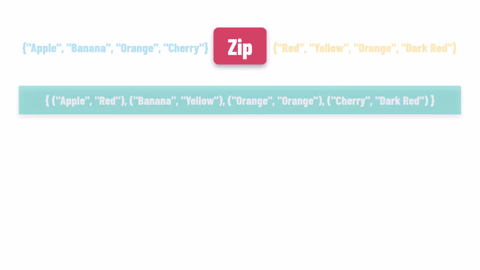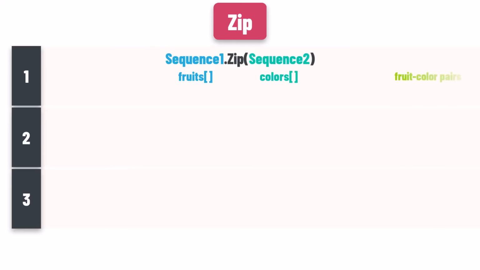In VB.NET, zip comes with 3 overloads, each allowing us to combine sequences in different ways, much like the teeth of a zipper come together to form a single unit. The first overload is the simplest form of zip. It takes two sequences and merges them into an IEnumerable of tuple, each containing a pair of corresponding elements from the two sequences. An example of this could be zipping a list of fruits with a list of their colors, resulting in a collection of fruit color pairs.